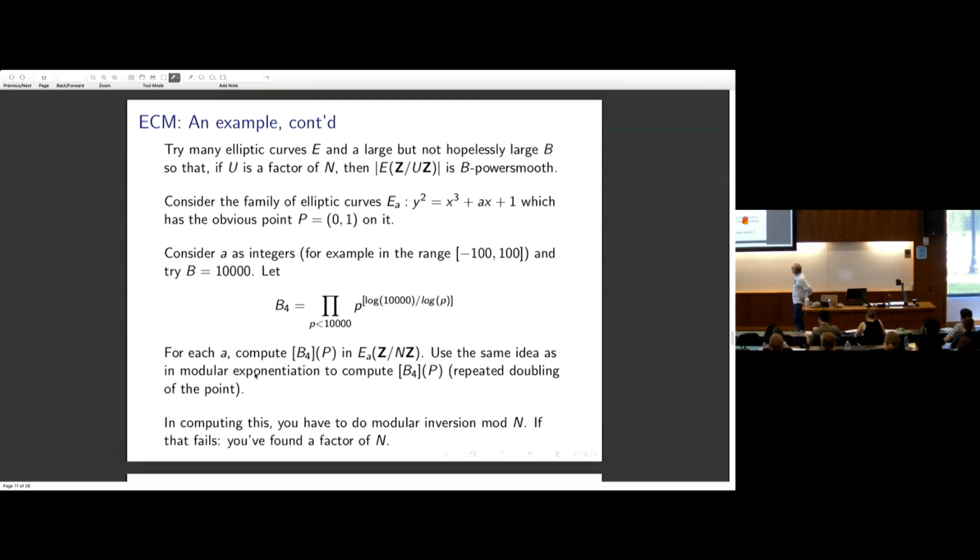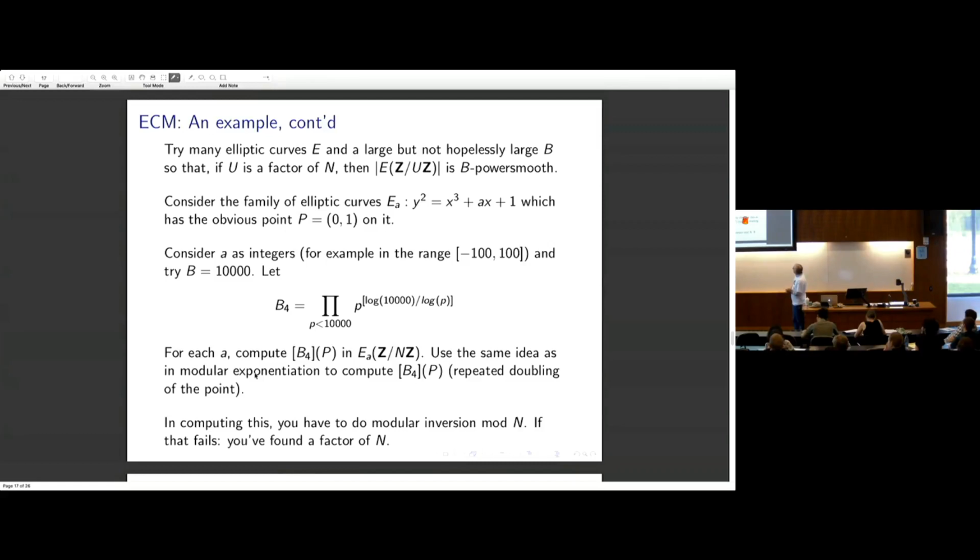and for not particularly scientific reasons, I picked b equals 10,000, and I took a number, b4, which is the product of all the primes up to 10,000, where the prime power is actually less than 10,000. So log of 10,000 over log of p is the power that you can raise p to get less than 10,000. Okay? So this is a big number. I could have taken factorials. It doesn't really matter. And I compute b4 of p using the elliptic curve addition formulas.